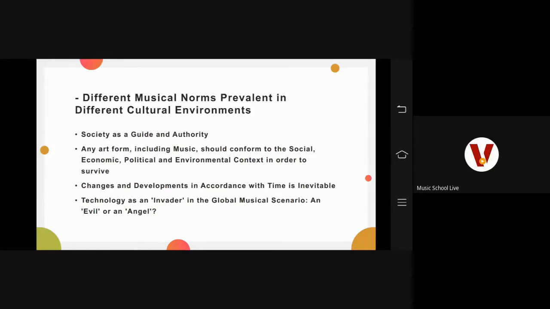So, the first point: society, as we all know, is a guide and an authority. We all have to conform to the norms of society up to a certain extent if we want to stay. Any art form, including music, should also conform to the social, economic, political, and environmental context in order to survive. This is absolutely essential for any music to be heard by people.